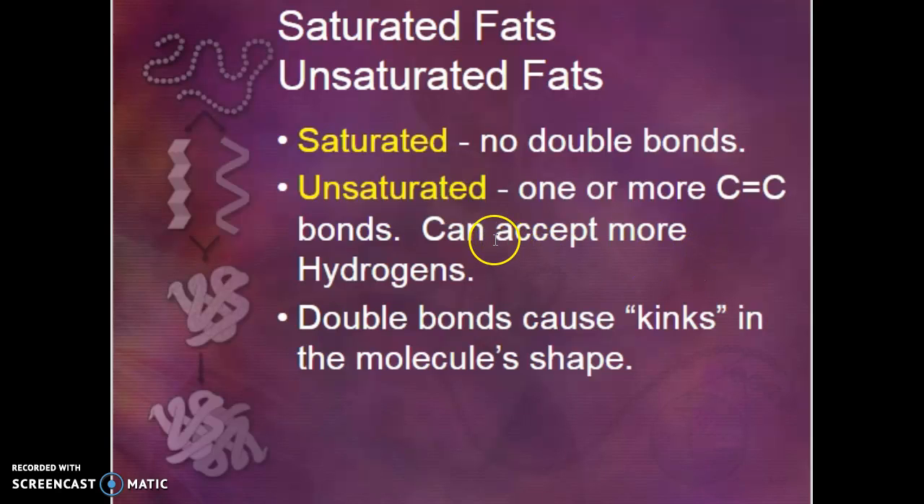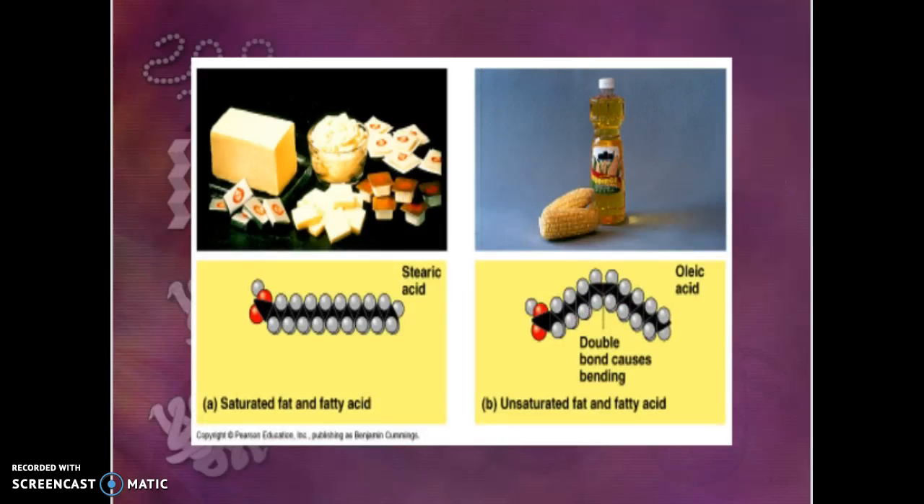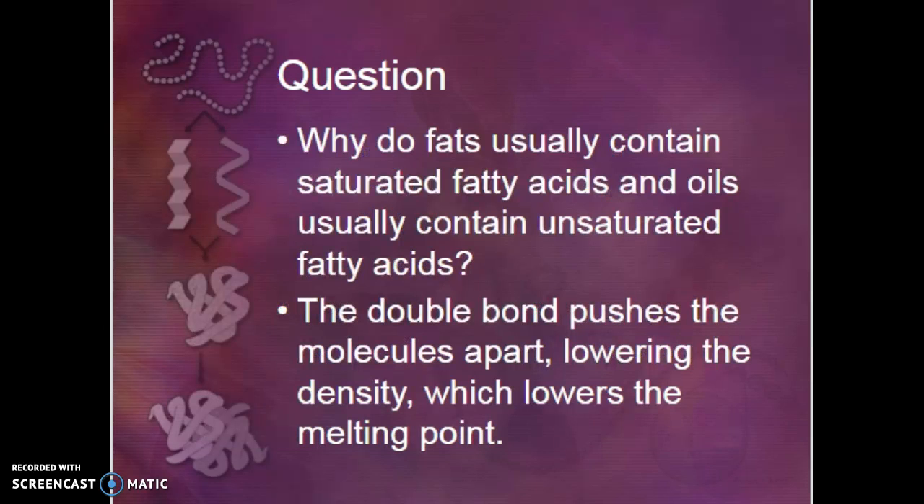So unsaturated fats form or cause kinks in the molecule shape. Let me show you what I'm talking about. If you look here, we've got a saturated fat and fatty acid. It's a linear molecule. We don't have any kinks like we do in the unsaturated. We've got a double bond that causes a kink. Here we have single bonds, so it can be more of a linear molecule shape.